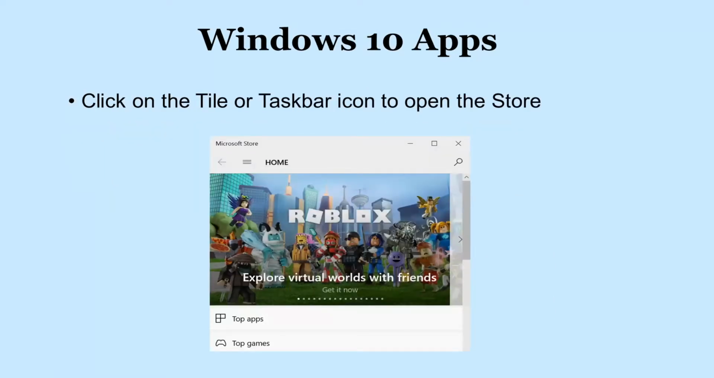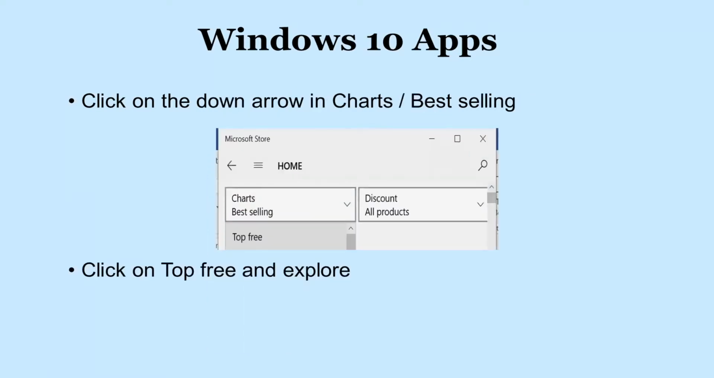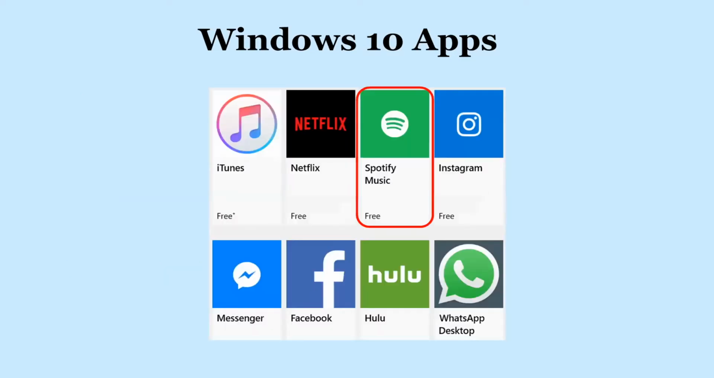Then you click on the tile or the app to open the store, and they will start pushing what they want you to buy first thing. So charts, best selling, you can click on top free and explore what they have for free there.